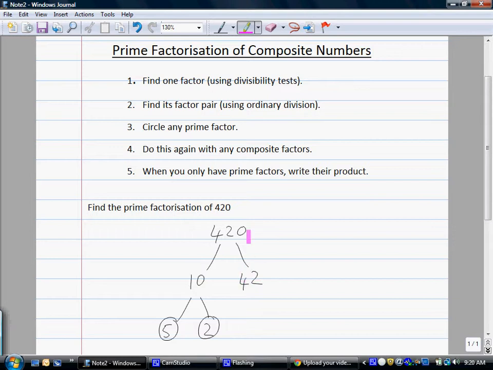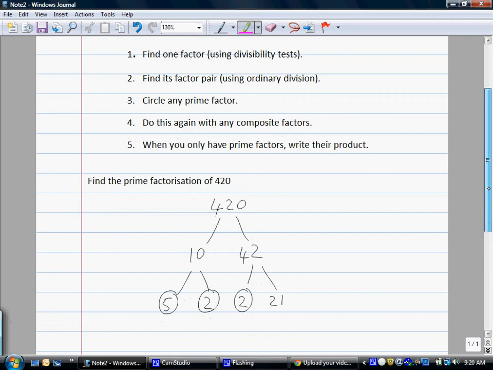42 is a composite factor. Find one factor. Well, I know that this is even, so 2 is a factor. Find its factor pair. 2 times what is 42? 21. Circle any prime factor. 2 is prime, but 21 is composite. Do this again with any composite factor. So I do the same process with 21.